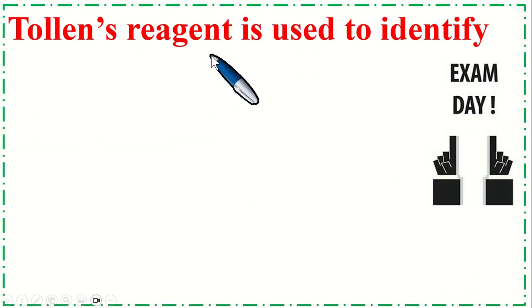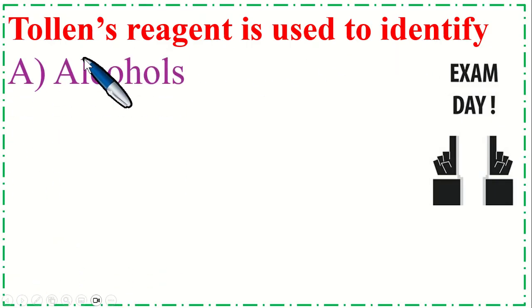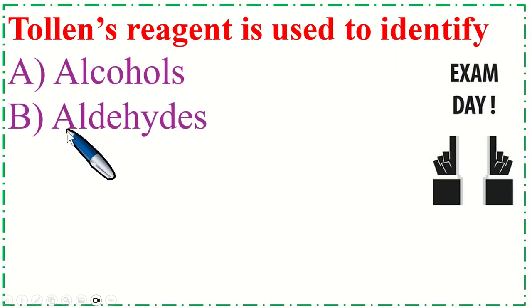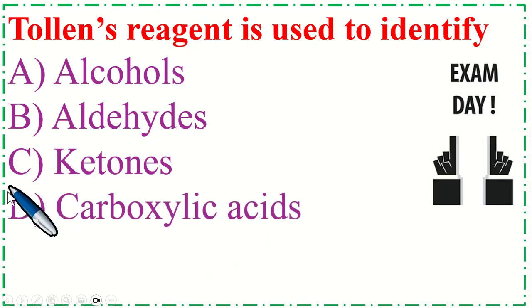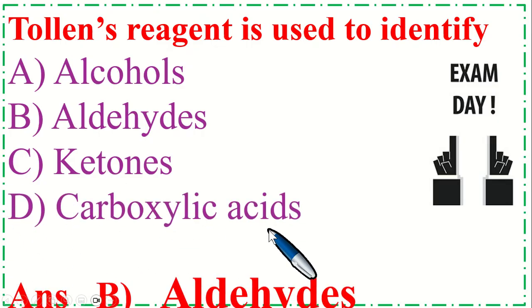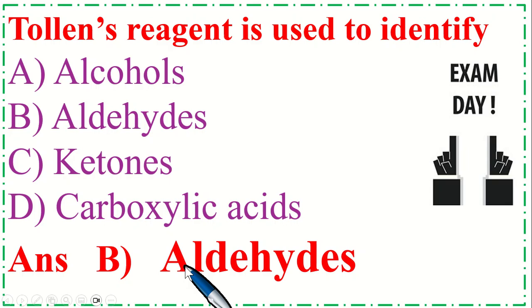Tollens' reagent is used to identify option A alcohol, B aldehydes, C ketones, and option D carboxylic acid. So the correct option is B aldehydes.